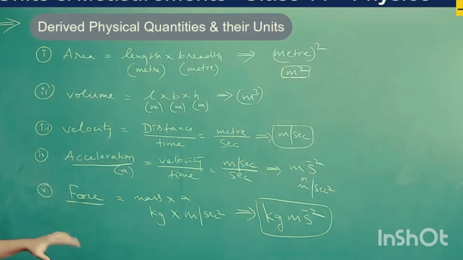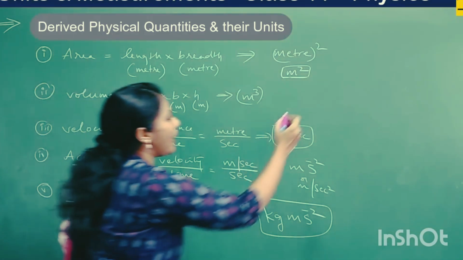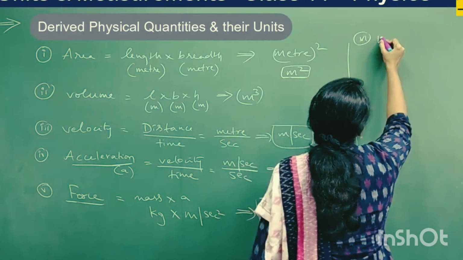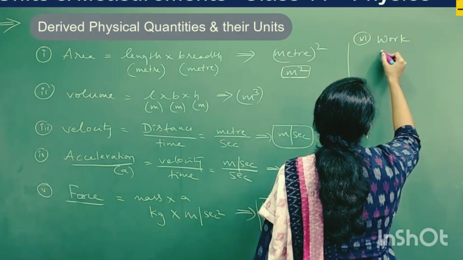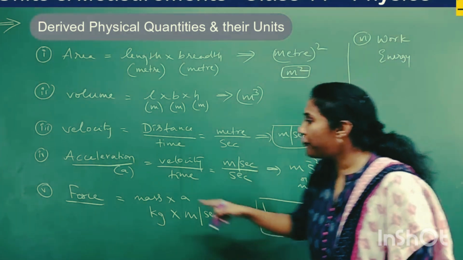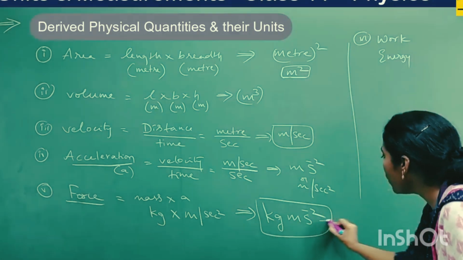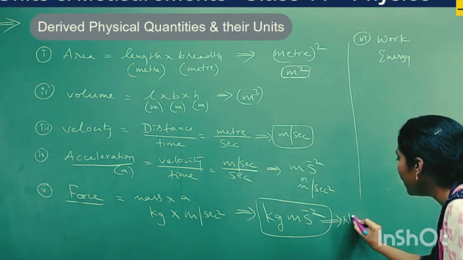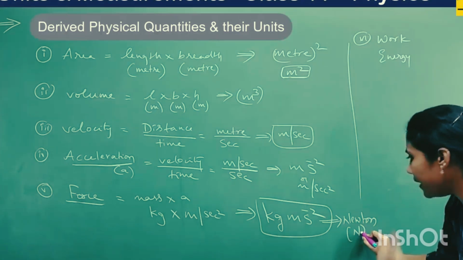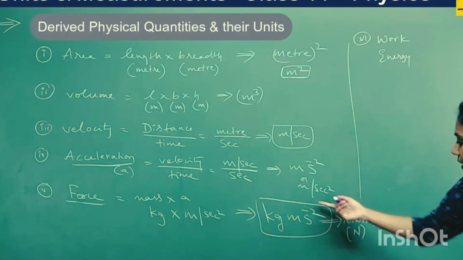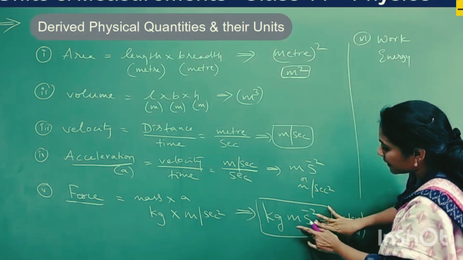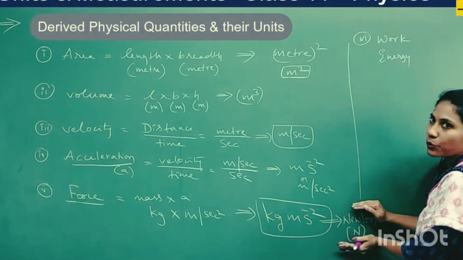Clear? And now let me go on to the next one. Usually in the case of force, this unit is also generally called Newton. So Newton or kg meter per second square is one and the same. Instead of writing kg meter per second square, you can commonly write it as Newton.